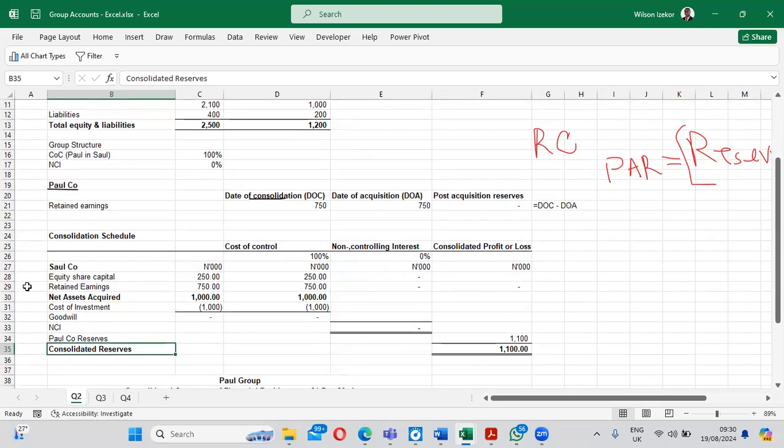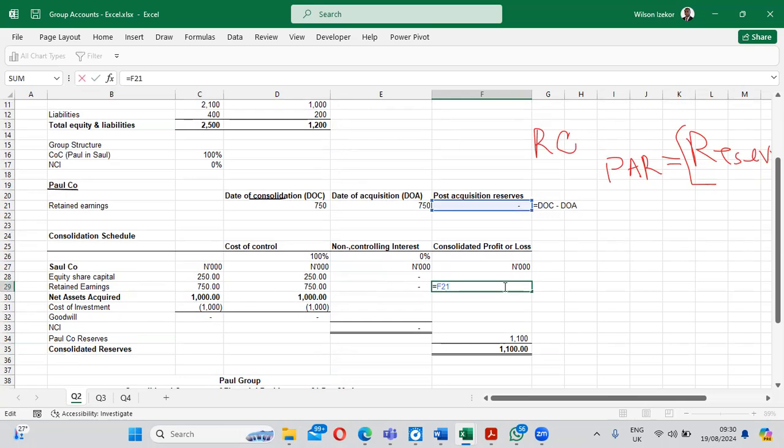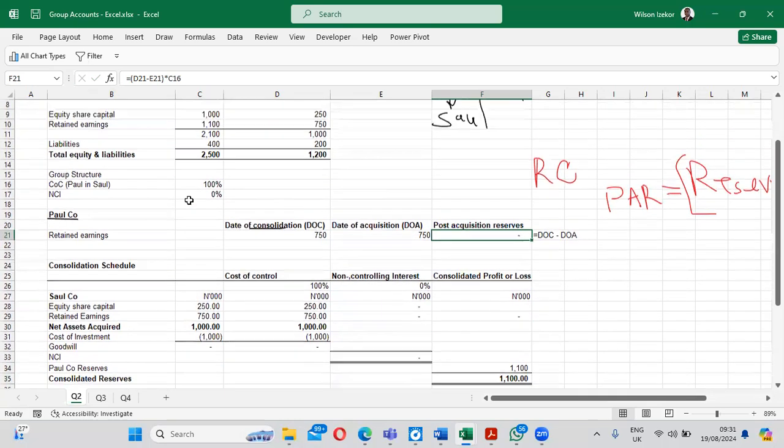So if you add the post-acquisition reserves, which is what we have calculated here, remember that of the post-acquisition reserve, we subtracted the retained earnings of the subsidiary at the date of acquisition from the retained earnings at the date of consolidation to arrive at the post-acquisition reserve, and then we multiply it by the percentage ownership of the parent company in the subsidiary company, which is 100%. Okay, so that gave us the post-acquisition reserves.